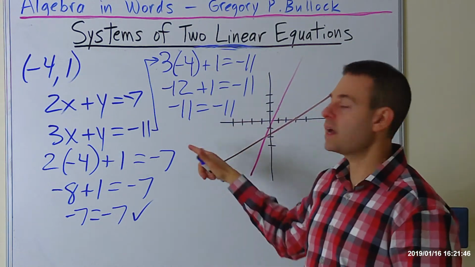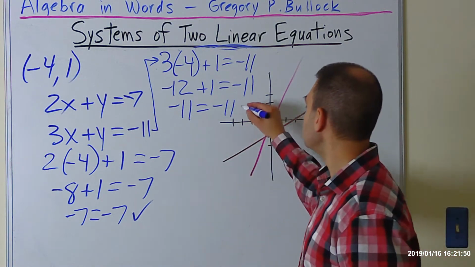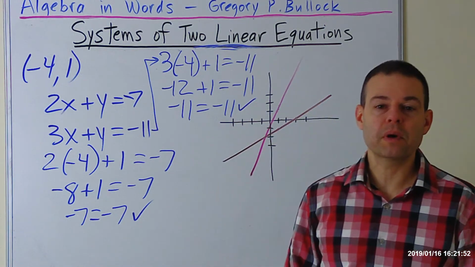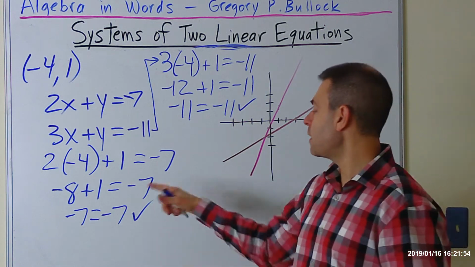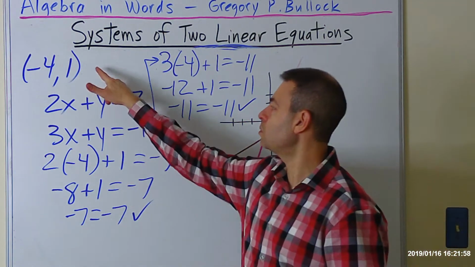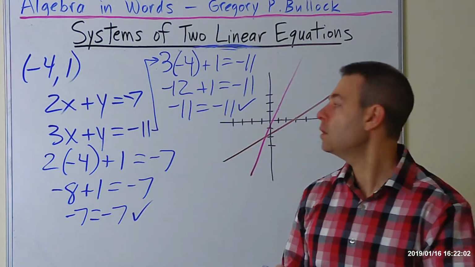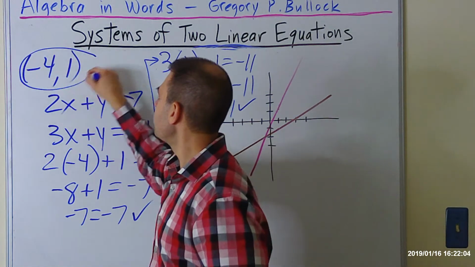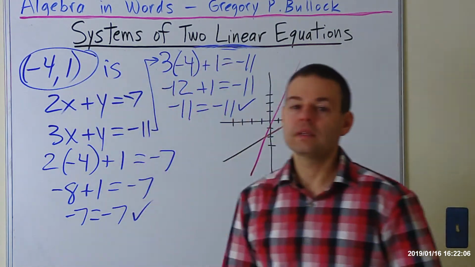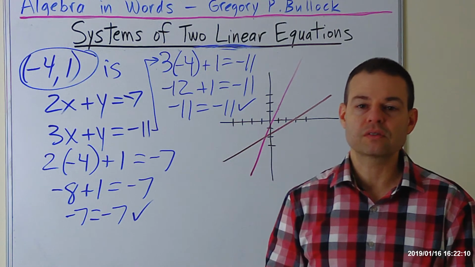And now notice that the left side equals the right side. -11 equals -11. I'd like to put a check mark next to each. The left side equals the right side for both equations when we substituted the values of the test point into each equation. And what does that mean? That means that that point is the solution to that system of two linear equations.